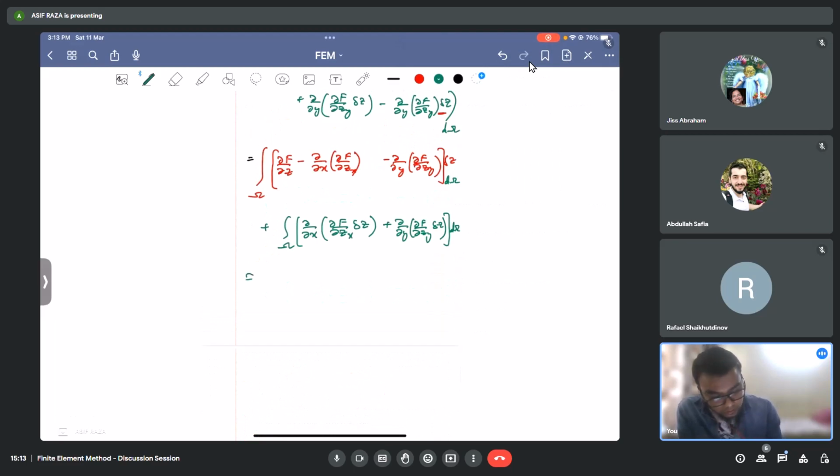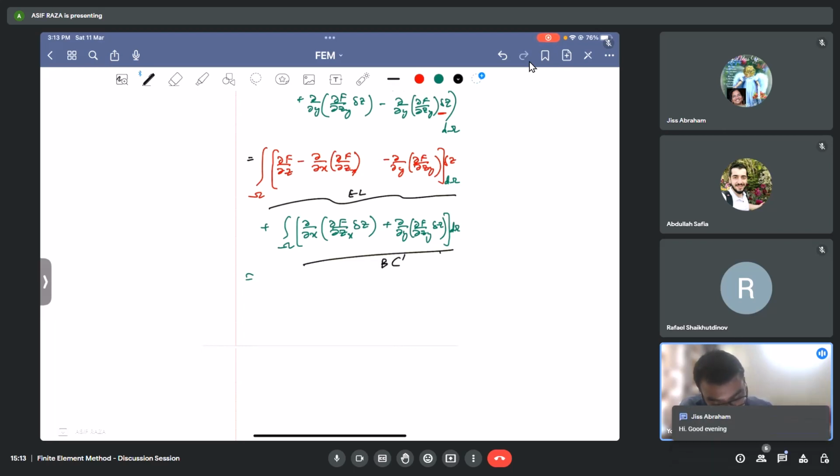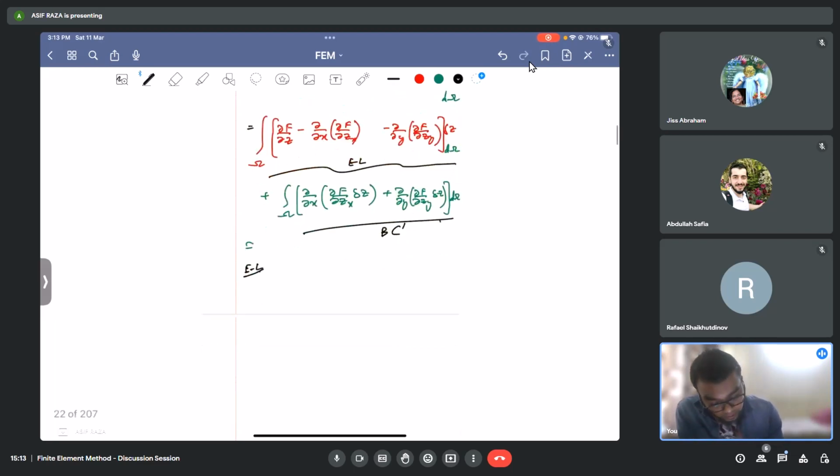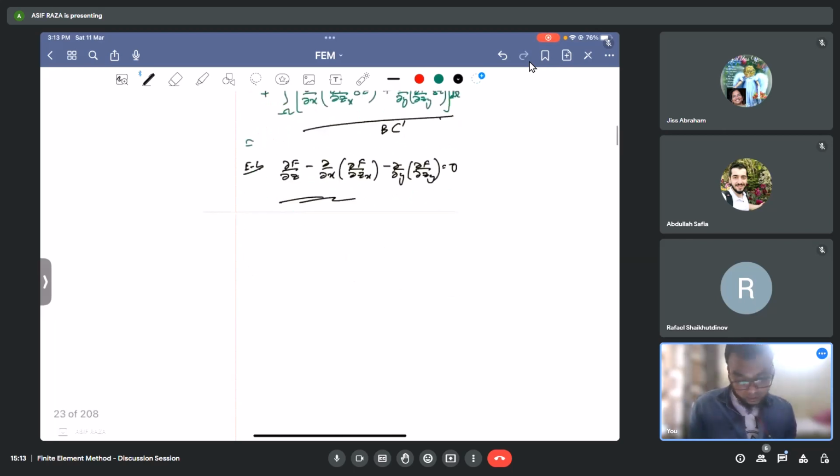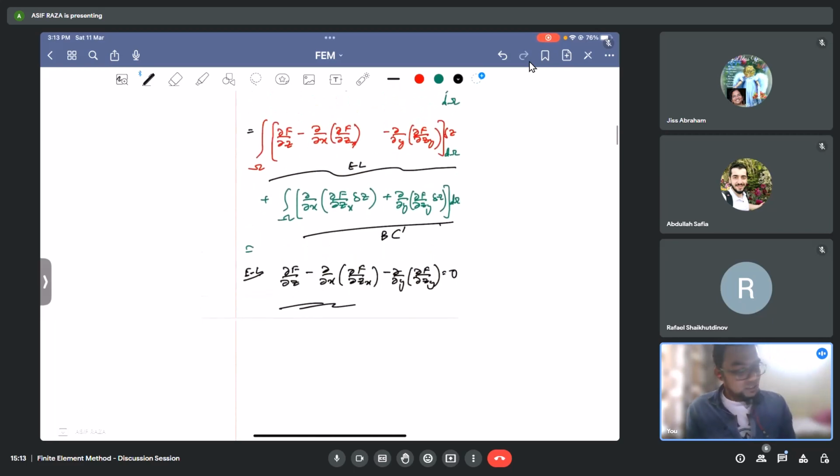So this will give me the Euler-Lagrange equation, and this will give me the boundary conditions. When we integrate it, using the arbitrariness of dou z, we'll get the Euler-Lagrange equation as this. So this is what I was telling you. I hope this clarifies the earlier doubt.